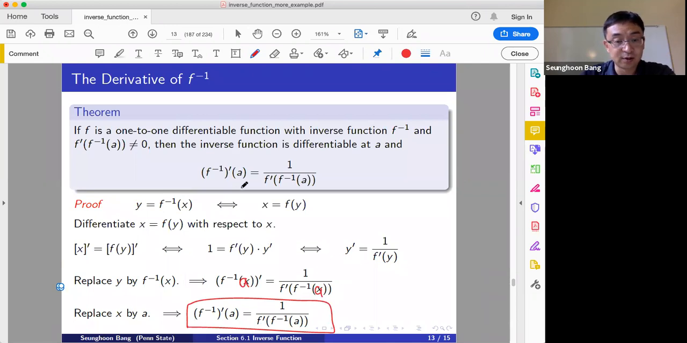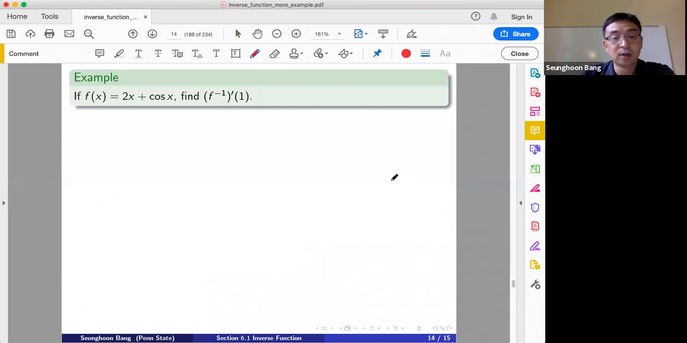This is the whole idea. The inverse of f, prime of a, is 1 over f prime of the inverse of f of a. This is the exact formula. It's a very important formula.